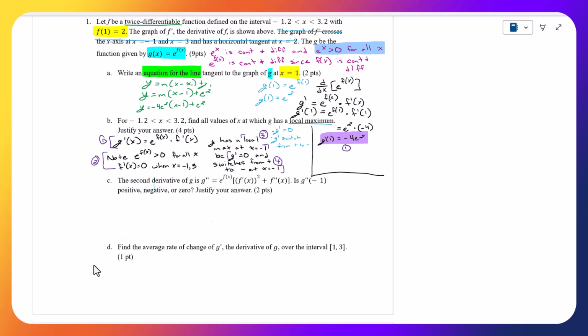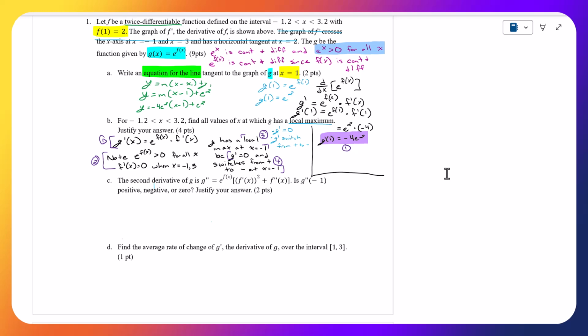This one, it gives you most of the work. It does pretty much everything for you. It tells you the second derivative is this thing right here. You don't have to show that. It doesn't say show that the second derivative is that. We can't show that. It just tells us. And then it asks, is g prime of -1 positive, negative, or 0?